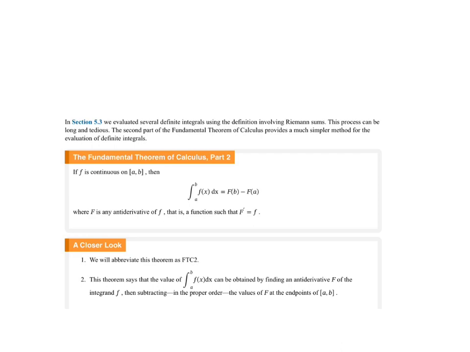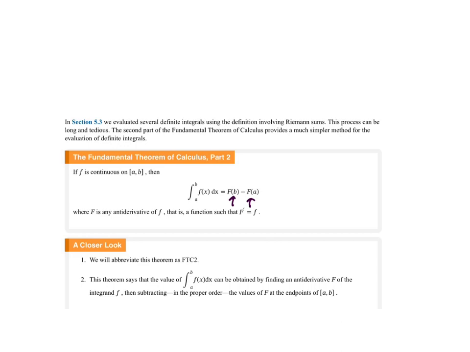It says this: if f is continuous on a to b, then the integral on a to b of f of x dx is equal to the antiderivative at b minus the antiderivative at a. And we've kind of dabbled in this in physics. I'm hoping that after this section of this lesson, we can make that flawless. Okay? This is really where it all comes together. So we will abbreviate this theorem as FTC2. But here's the deal.